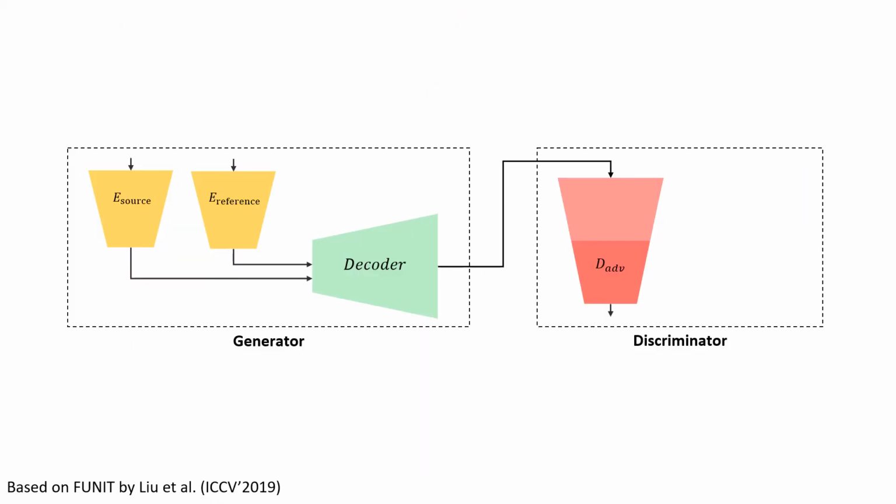The translation network is trained to translate between all pairs of modes. It is trained adversarially and consists of a generator and a discriminator. The generator receives an image from a source mode and a reference image from a reference mode. It then generates an image that has the same mode as the reference image. The generator consists of 2 encoders and a decoder.